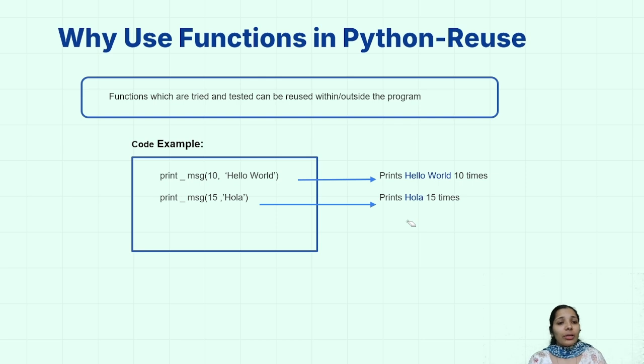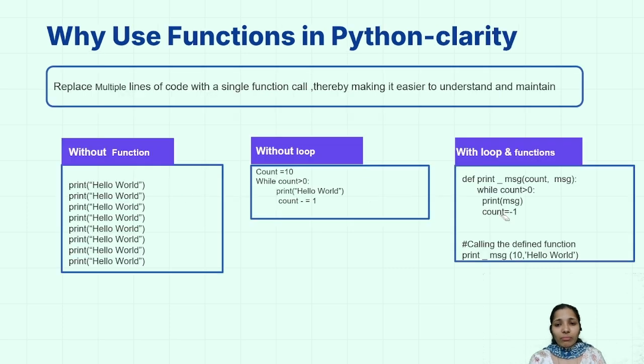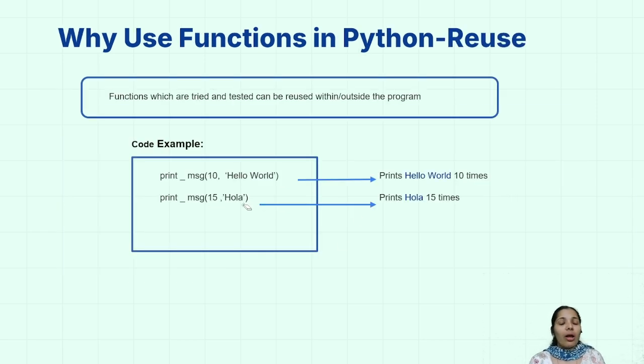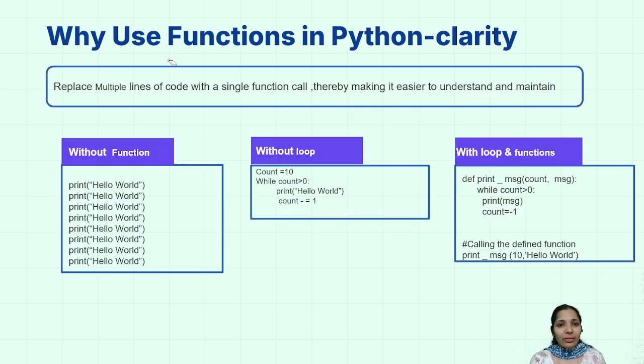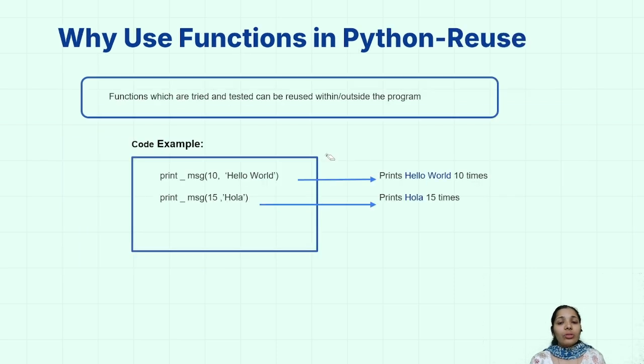For example, I have defined the function. You could see print_message in the previous one, where I printed hello world 10 times. With the same concept, if I want to print some other message like hola or welcome to class 15 times, I can use this. So the first important advantage of functions is code clarity, and also it gives us the concept of reusability. I can use my code n number of times.